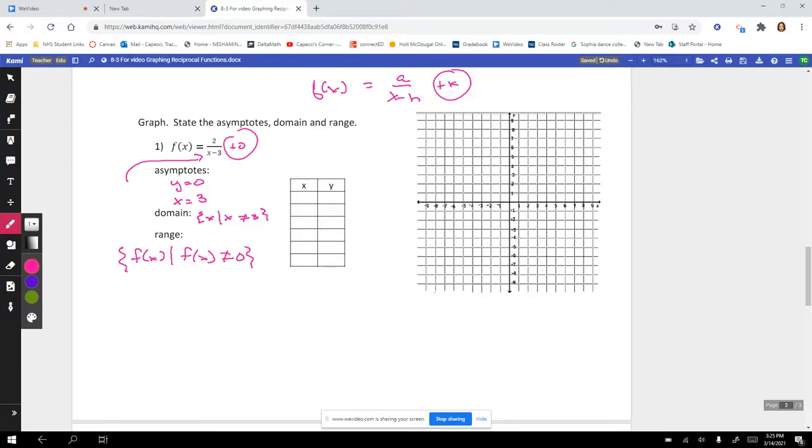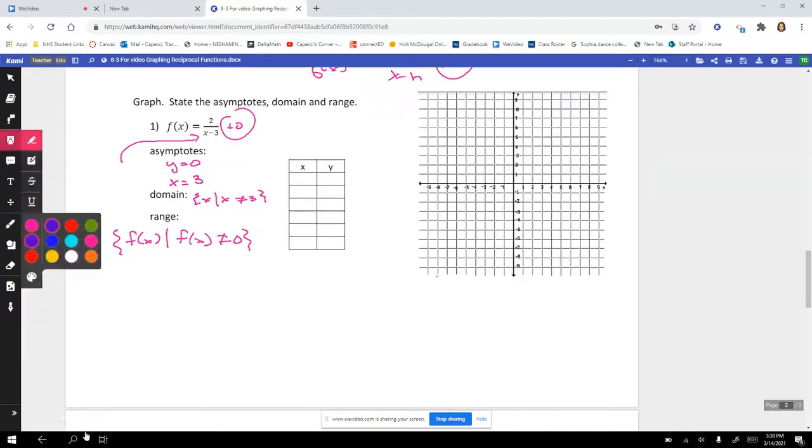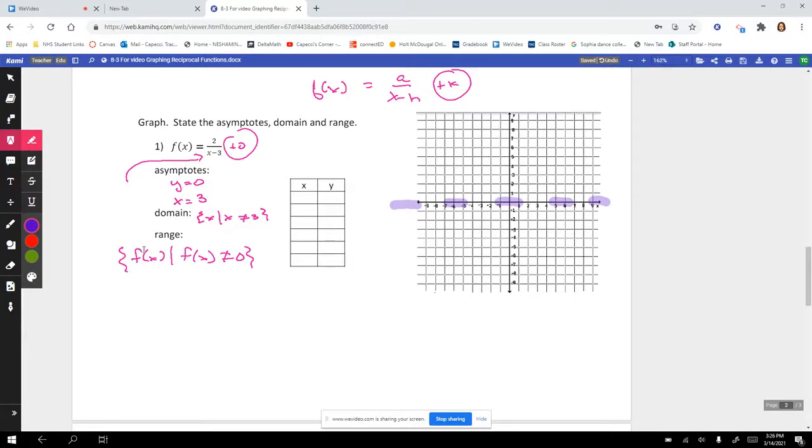Now, I'm going to draw my asymptotes because it'll help a little bit. So I graph y equals 0, right here along the x-axis, and we'll have arrows on the end, and the same thing with x equals 3. I know that my graph has to keep that in mind as well.